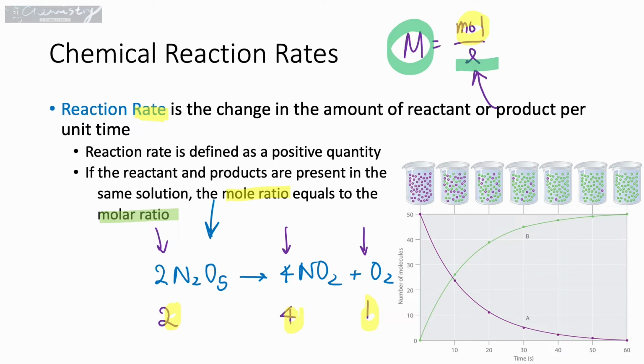So the molar ratio is just the ratio in molarity, and the mole ratio is the ratio in moles. Sometimes you'll hear me say them interchangeably. That's just because if they're in the same pot, they will be the same. And most of the reactions we will be studying happen in the same pot, like in the same beaker.